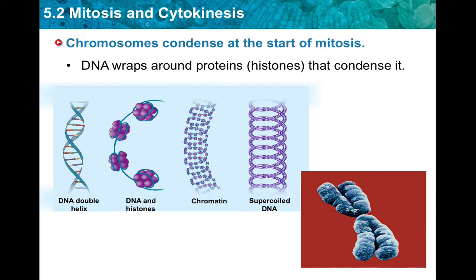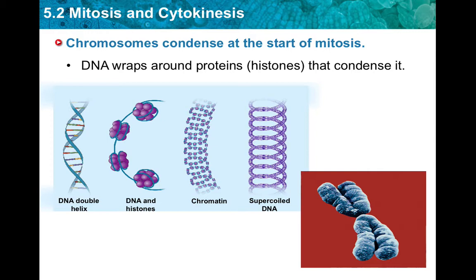Then we have the chromatin. It is a loose combination of DNA and proteins. Then, last, we have the supercoiled DNA. Its chromatin coils more and more around organized cells.